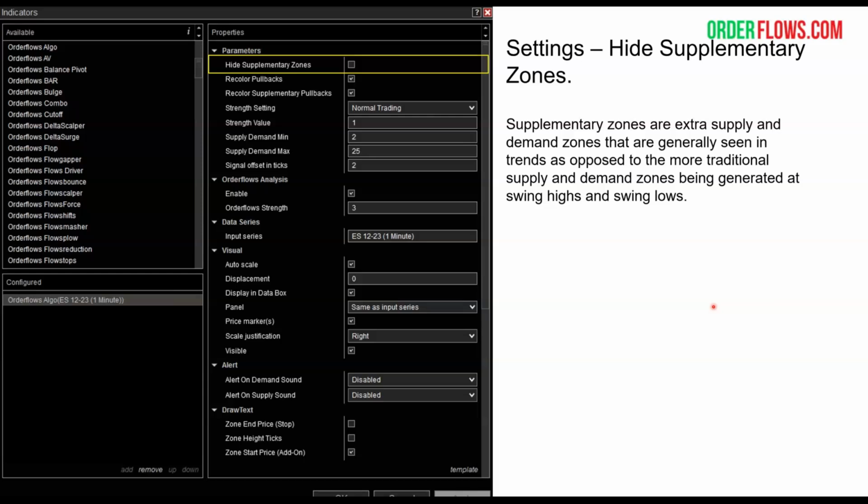Okay, so there's zones. There's supplementary zones as well as regular zones. Supplementary zones are extra supply and demand zones that are generally seen in trends, as opposed to more traditional supply and demand zones being generated at swing highs and swing lows. I have it disabled by default, okay, because you don't necessarily need to see it on your charts, but some people would like to see it, and I'll show you some charts in a second here. Let me just pull up the chart here real quick.